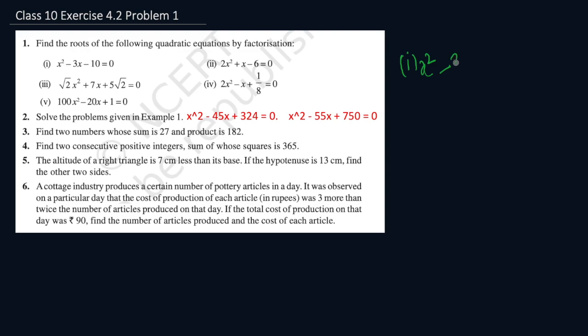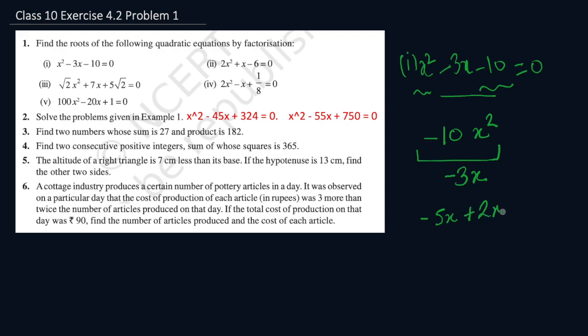x square minus 3x minus 10 equals to 0. How can we factorize it so that we can factor it into two parts? First we see that x square multiplied by minus 10 will give us minus 10x square. We need to factorize this such that the sum or subtraction should give us minus 3x. So, if we do minus 5x plus 2x, this will give us minus 3x.